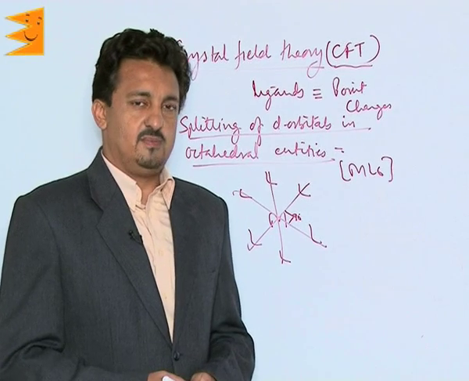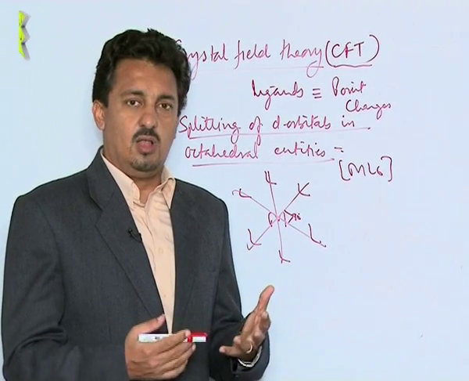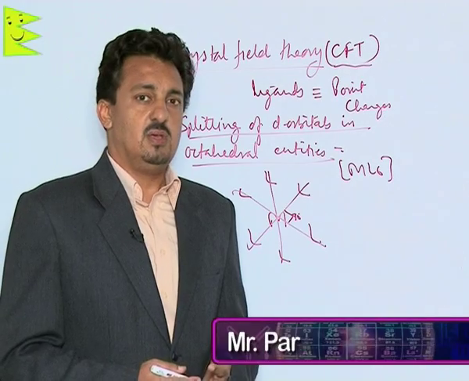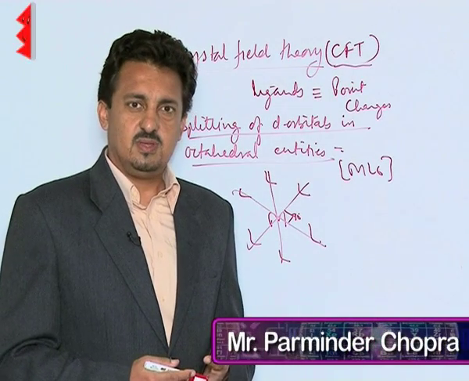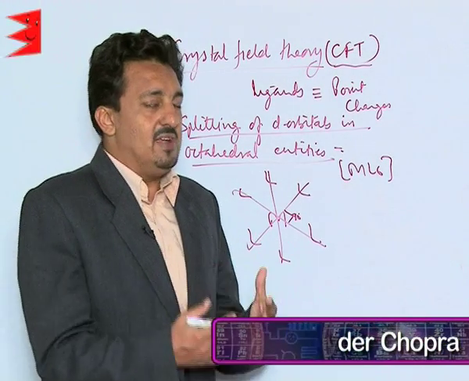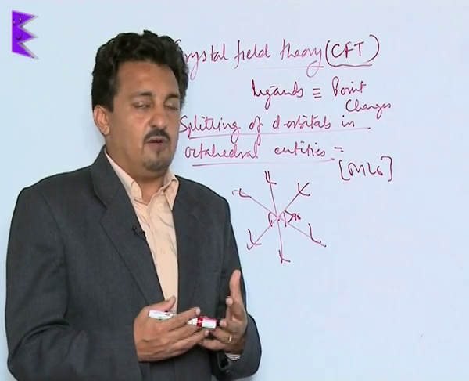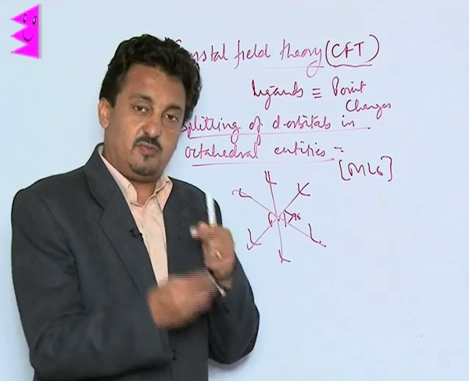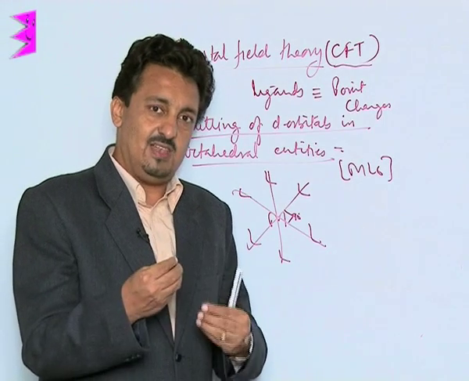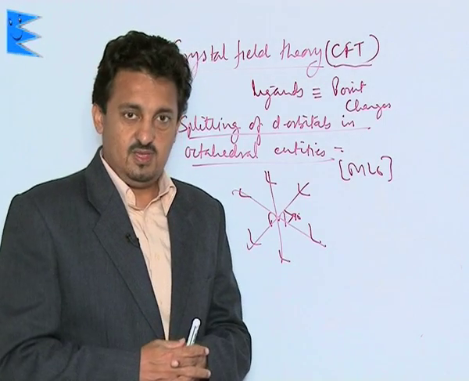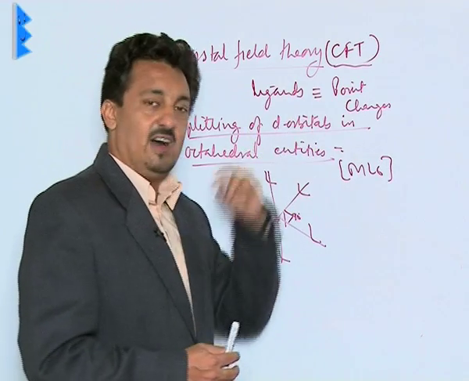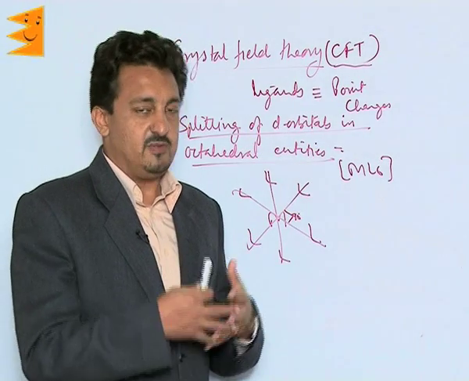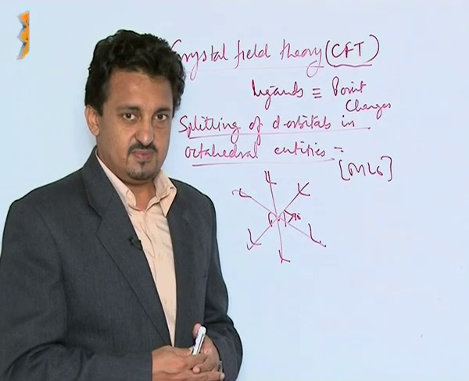Crystal field theory is an electrostatic model of explaining the formation of the coordination compounds. Why do we call it an electrostatic model? Because this theory regards the forces of attraction between ligands and the central metal ion as completely electrostatic in nature. They regard ligands as point charges and the forces between them as completely ionic in nature.